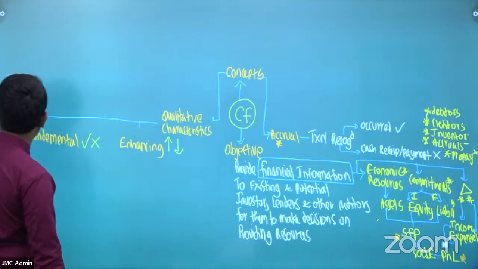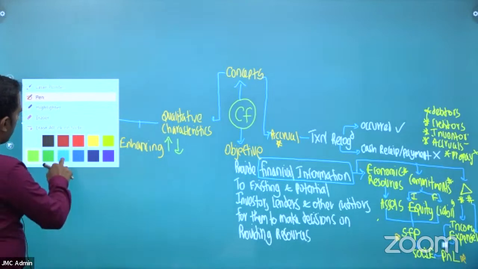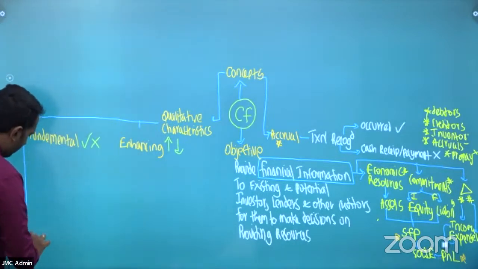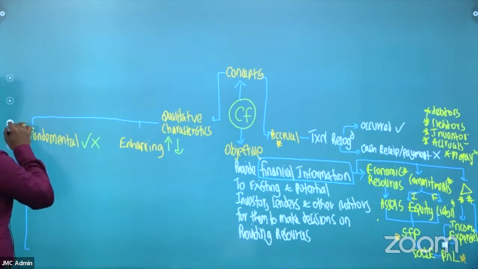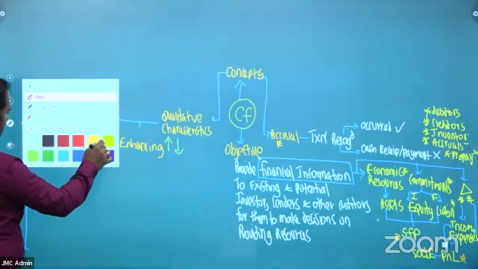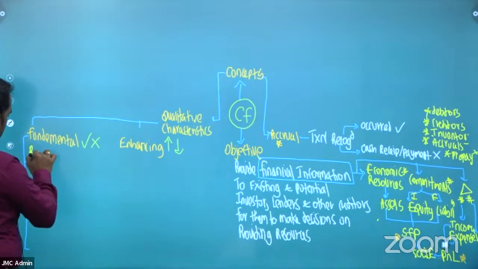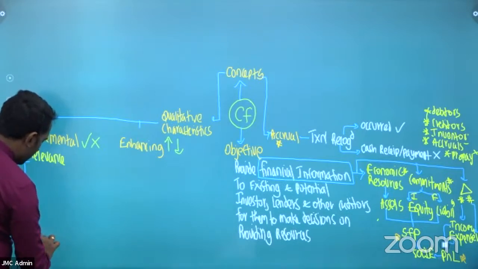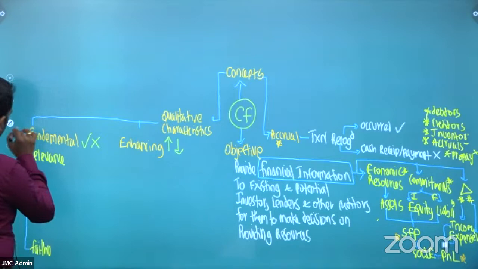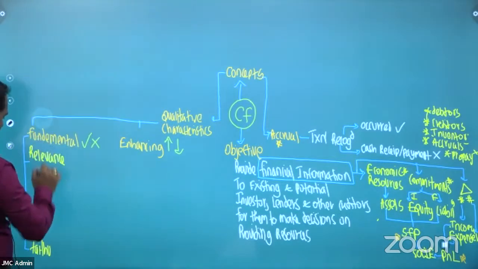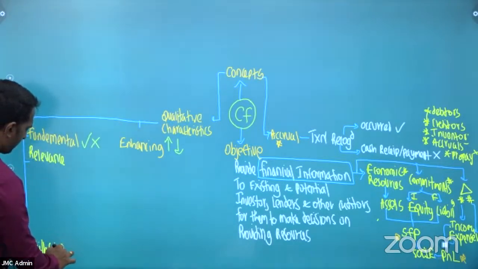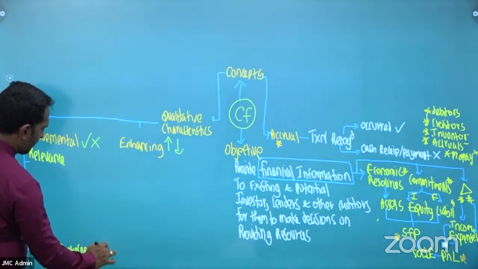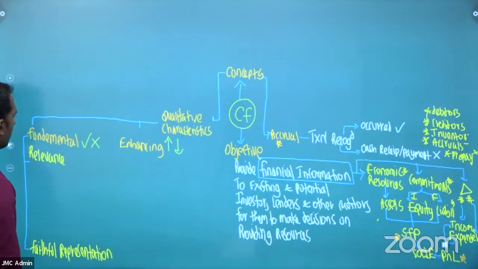Now there are basically two types of fundamental qualitative characteristics. One is what we call relevance. The other one is what we call faithful representation. One is relevance, the other is faithful representation.